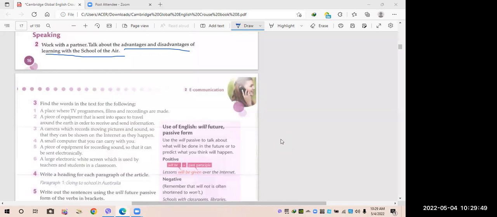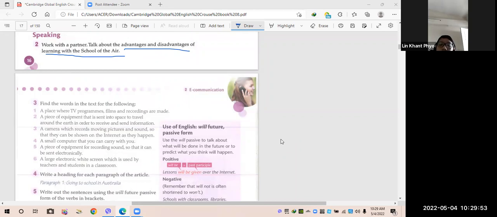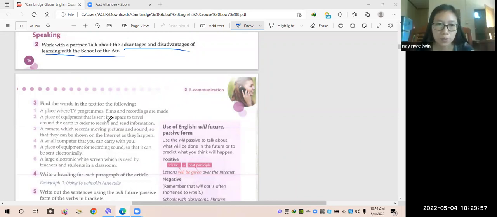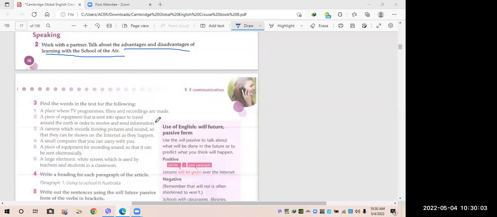Have you finished? Okay, so what is the answer for number 2? A piece of equipment that is sent into space to travel around the Earth in order to receive and send information. Satellite. Correct, satellite.